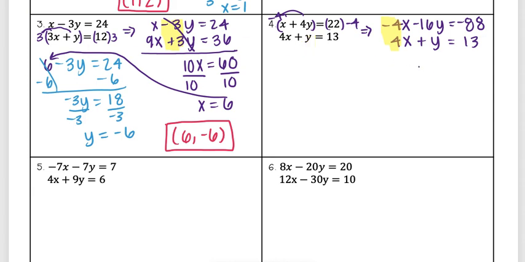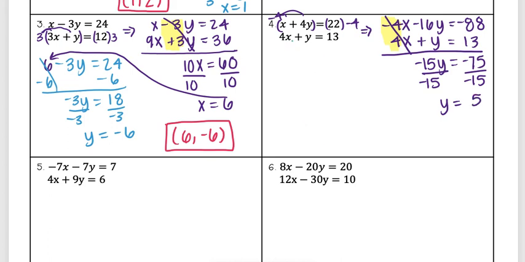So if you did that, I want you to try to go ahead and solve it out and see if you get the same answer that I do. So here I'm going to go ahead and add these together so my x's cancel like I wanted them to. -16y plus y, I get -15y. -88 plus 13, I get -75. And then I divide both sides by -15, and I get that y is equal to 5.